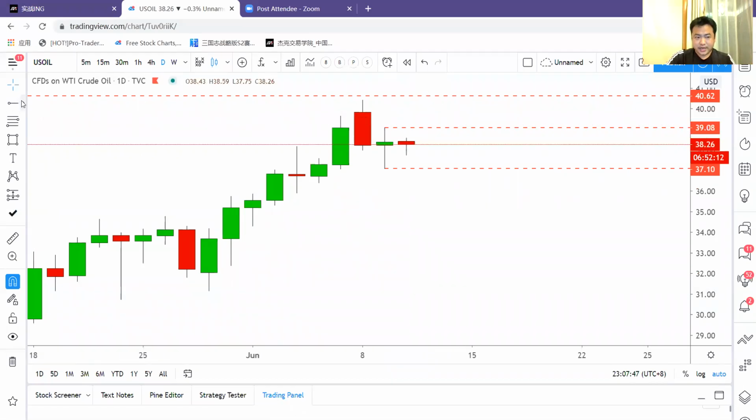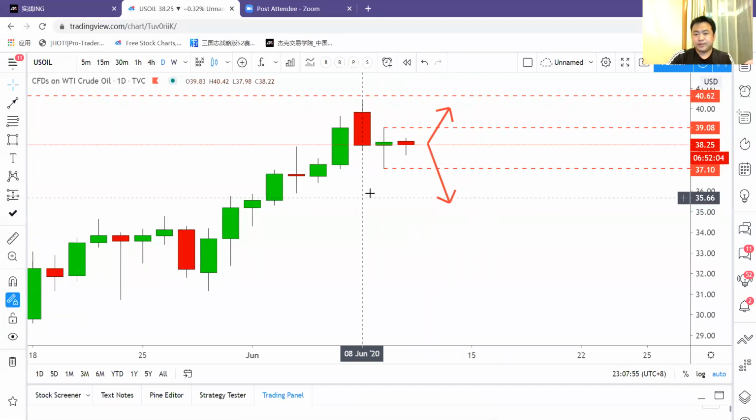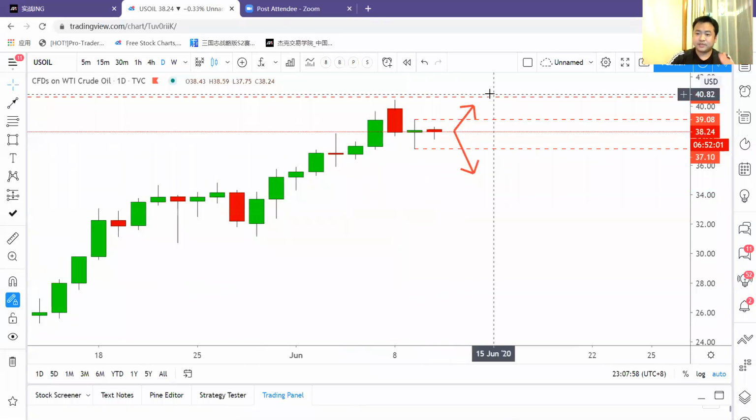So you have to check whether after that the oil breaks up or breaks down. If it breaks down, it may tell you it reversed. If it breaks up, it tells you to continue the rally, because when an inside bar breaks up, that means the momentum is up. So that's something we have to bear in mind.